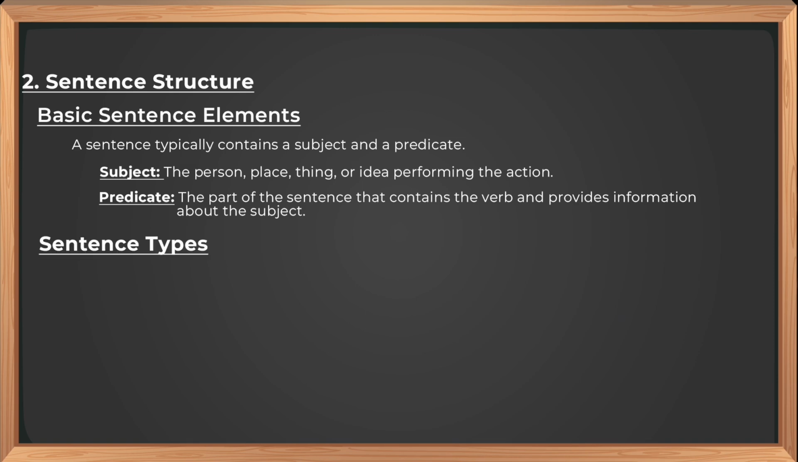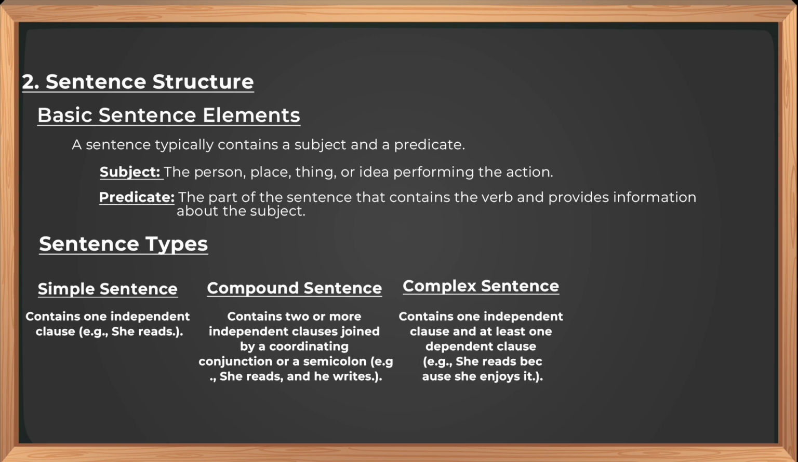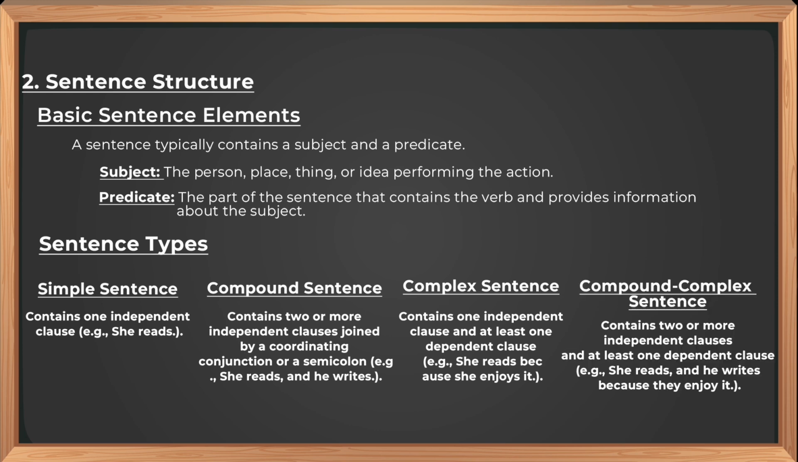Sentence types. A simple sentence contains one independent clause, e.g., she reads. A compound sentence contains two or more independent clauses joined by a coordinating conjunction or a semicolon, e.g., she reads and he writes. A complex sentence contains one independent clause and at least one dependent clause, e.g., she reads because she enjoys it. A compound-complex sentence contains two or more independent clauses and at least one dependent clause, e.g., she reads and he writes because they enjoy it.